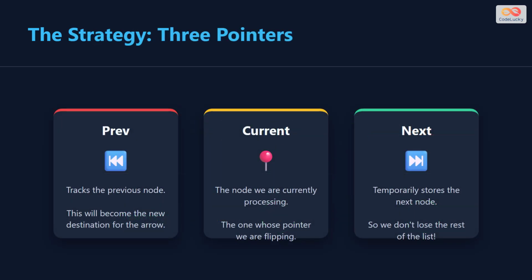To do this without using extra memory for a new list, we need a specific strategy. We will use 3 pointers. Previous tracks where we came from. Current tracks the node we are fixing right now. And next saves the path ahead so we don't get lost.